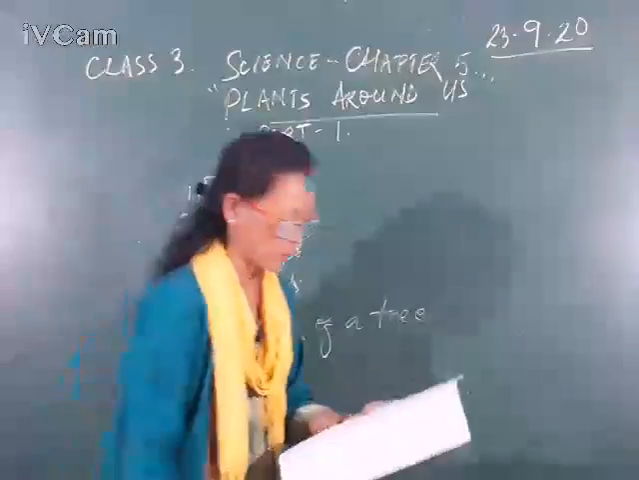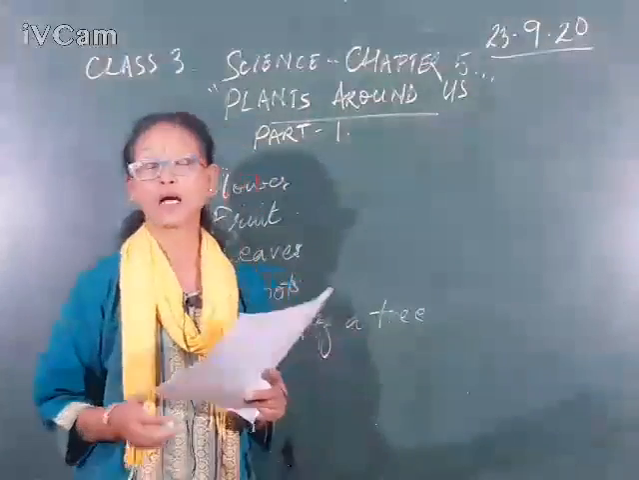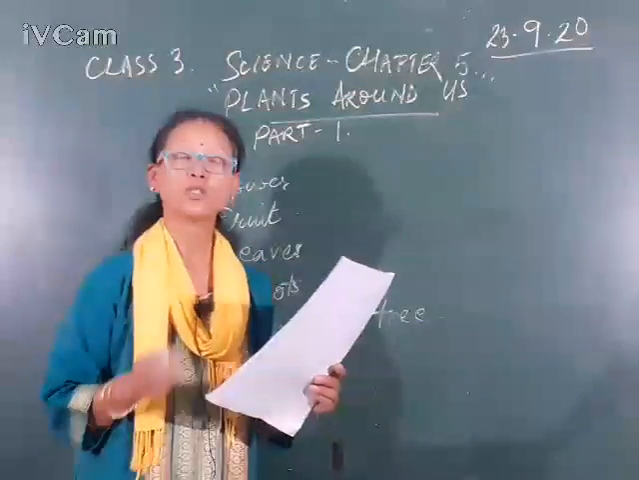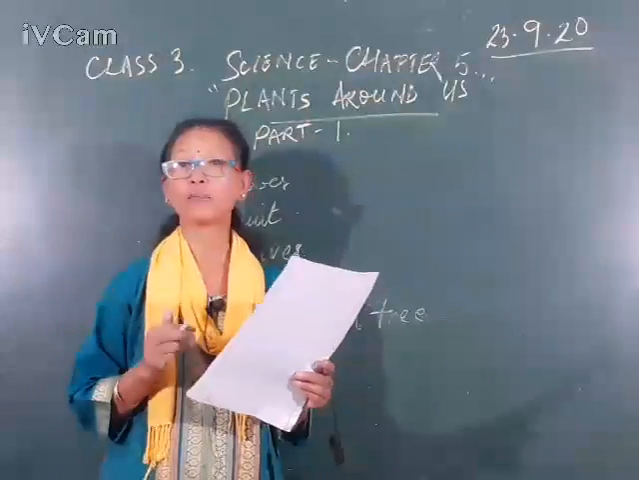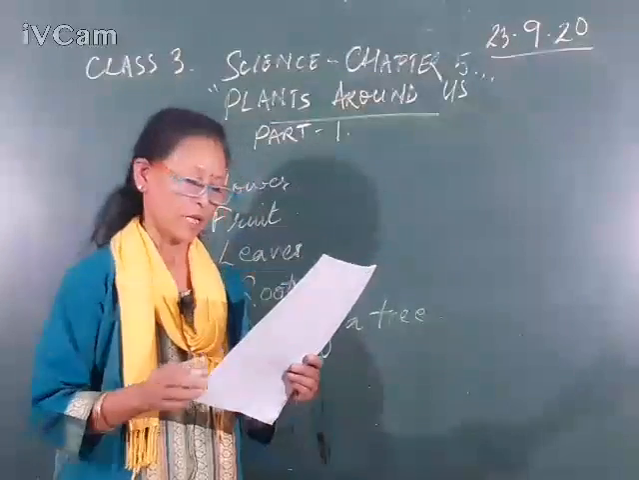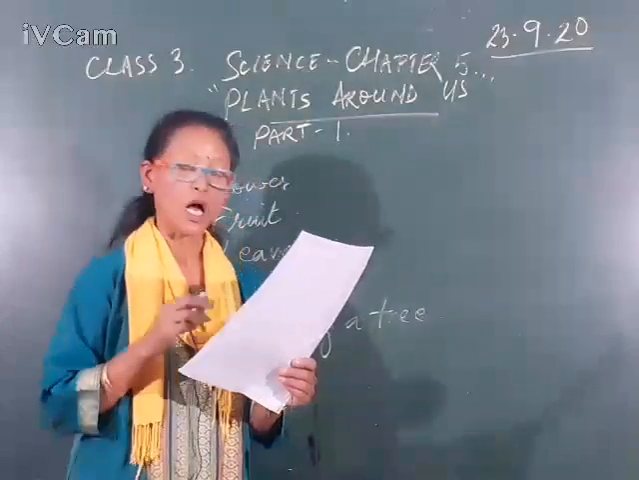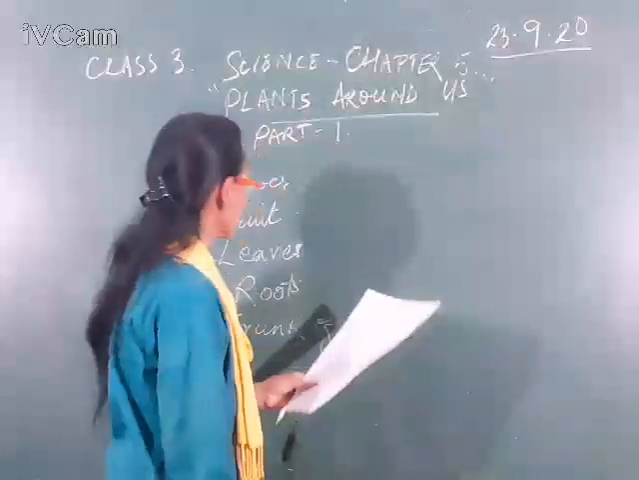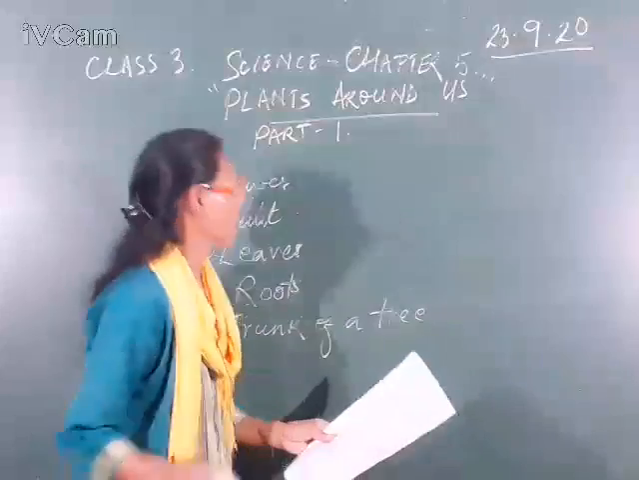Now let's start the chapter. Parts of a plant. A plant has two main parts, that is shoot and root system. Plants are made up of two main parts, that is shoot and root system. Now a part which grows above the ground is called the shoot. Now see the picture here. A part which soars above the ground is called the shoot system. Hope it is clear to you.